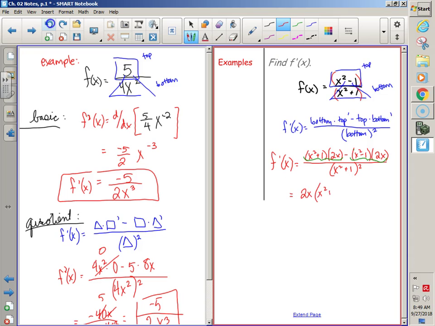And we have an x squared plus 1 minus an x squared minus 1. Wait, why did I keep the parentheses? I don't want to kill any seals. Not today. I need to distribute that to both, right? Then I can say an x squared minus an x squared, that cancels. A 1 plus 1, that's a 2. 2 times 2x is 4x. And my final answer is 4x all over x squared plus 1, quantity squared. Nothing's going to reduce. I can't factor that down anymore.